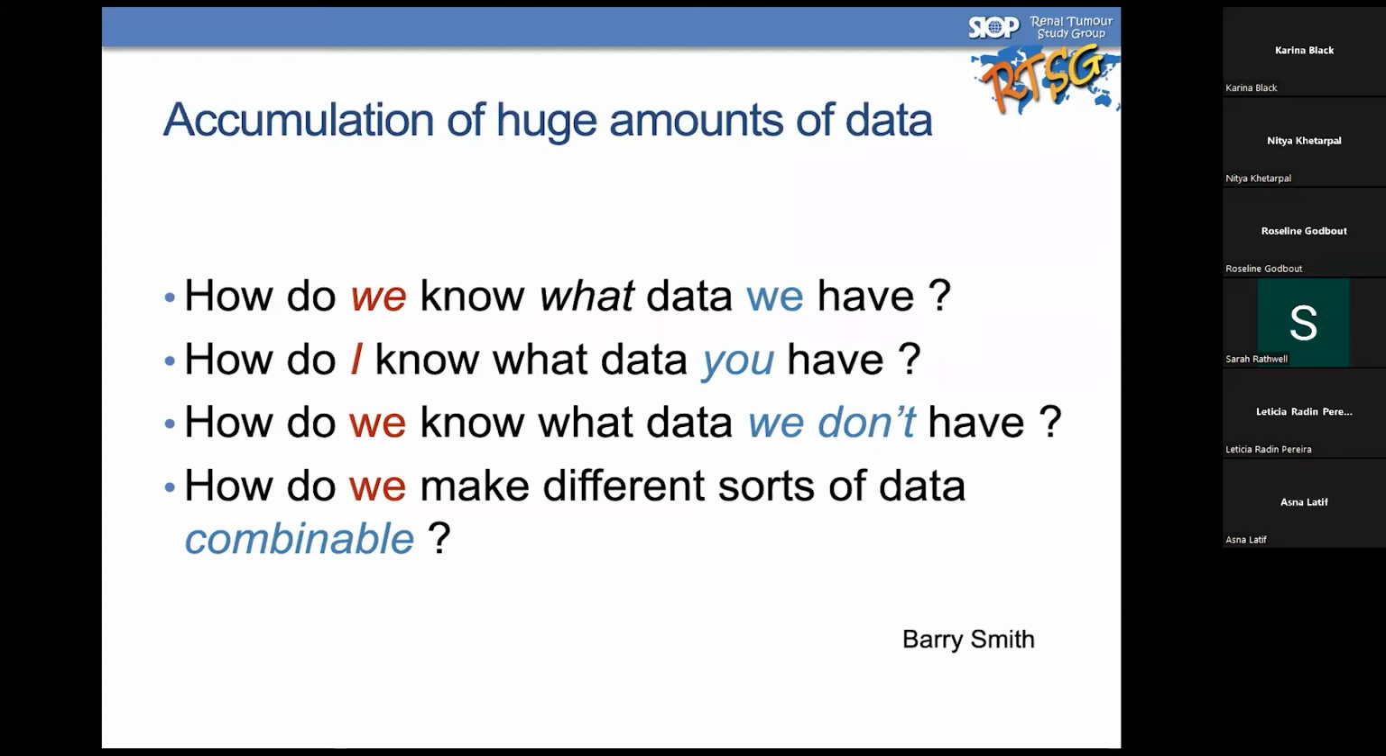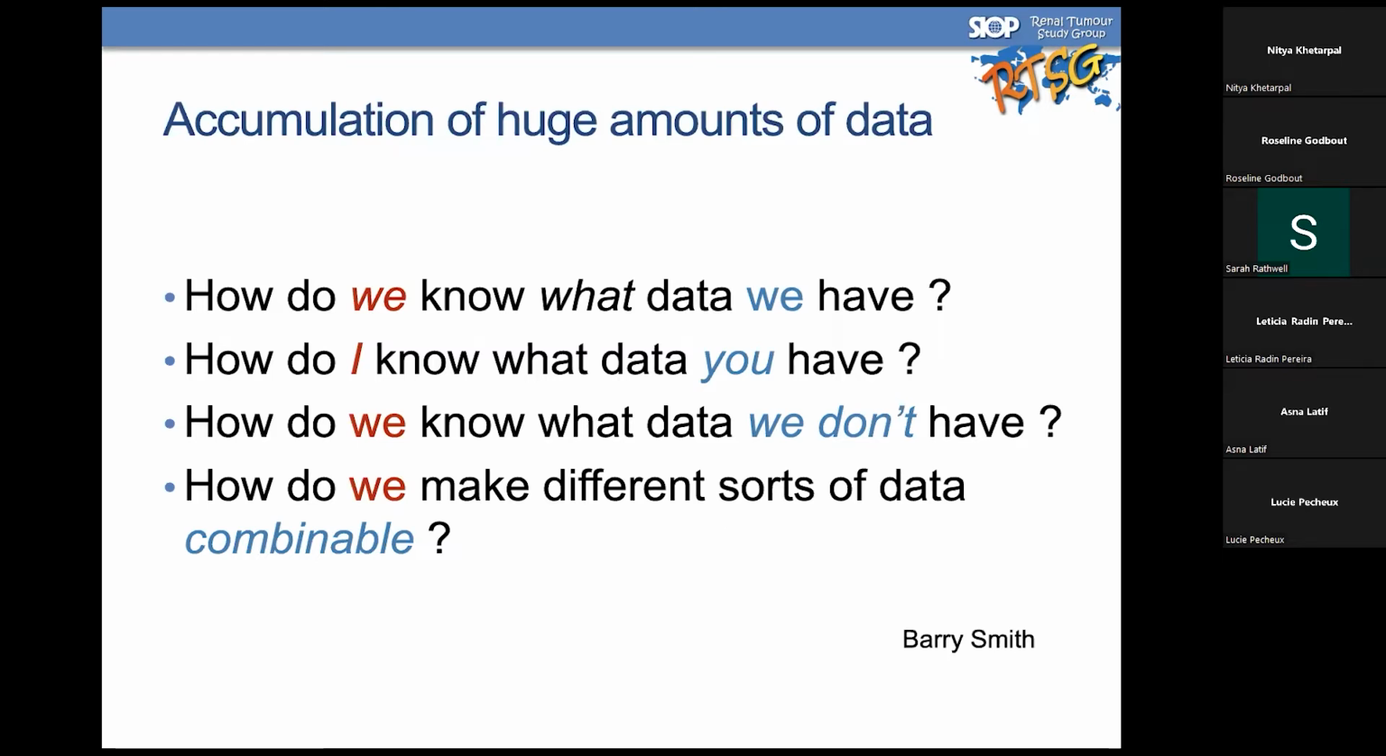Because we want to share the data, and maybe this is helpful to get data from somewhere else. And how do we know what data we don't have? And how do we make different sorts of data combinable? So these are questions that need to be solved, and we need to think about that.